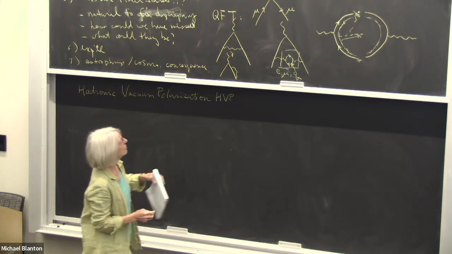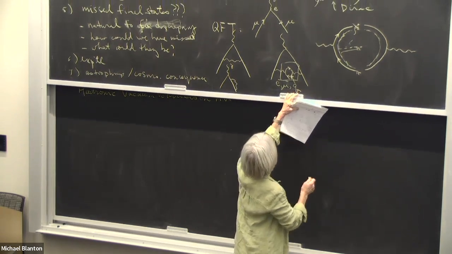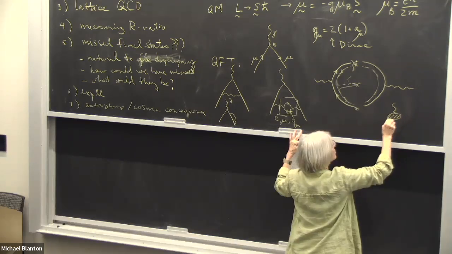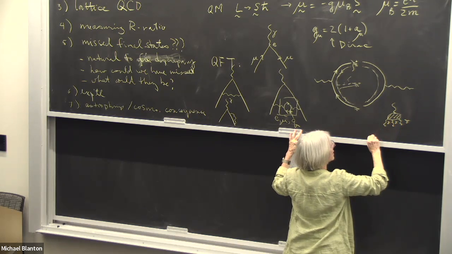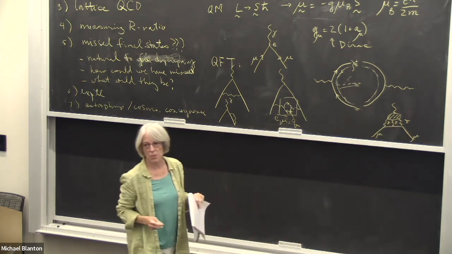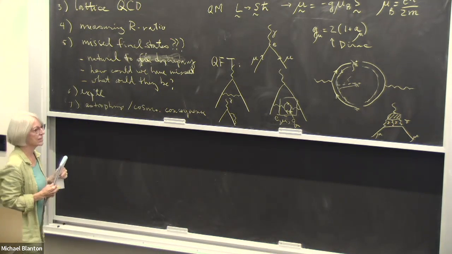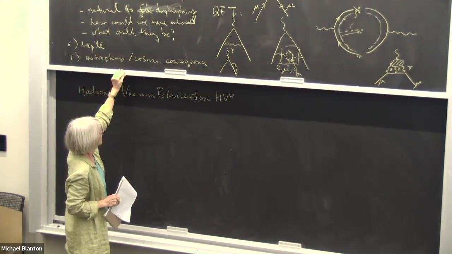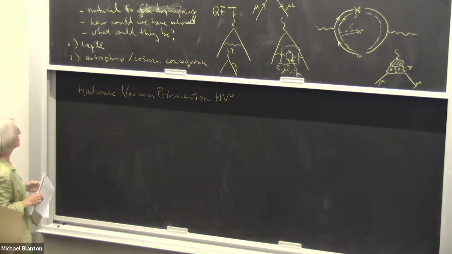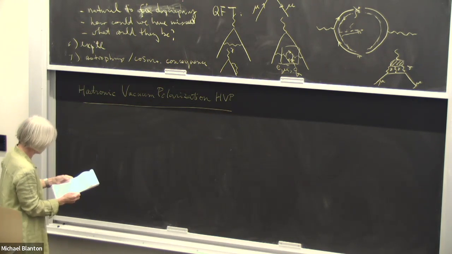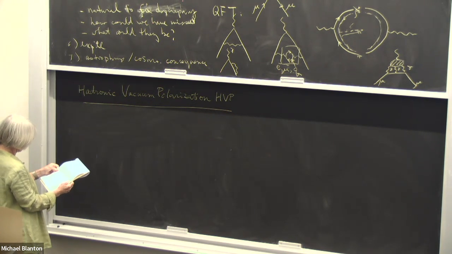There's another diagram that people used to worry about called light-by-light, which is still higher order, where you have a bunch of hadronic interactions and four photons, and then that connects to the muon. But that's a very much smaller contribution, in fact negligible compared to this, and its uncertainty is not very big, mainly just because it's so small. Okay, so how do we calculate this? There's a marvelous result.